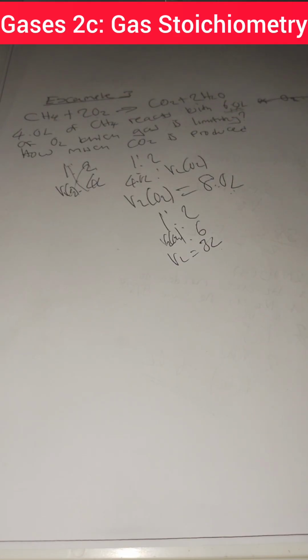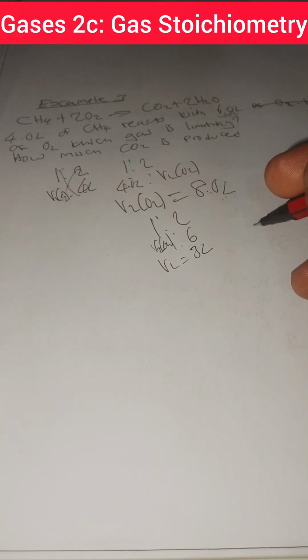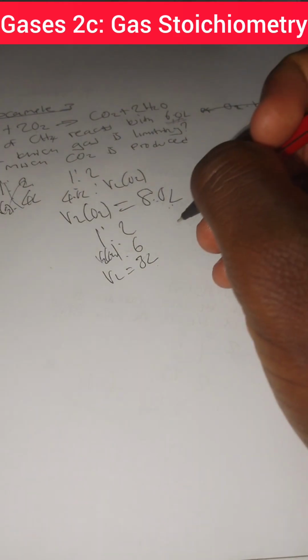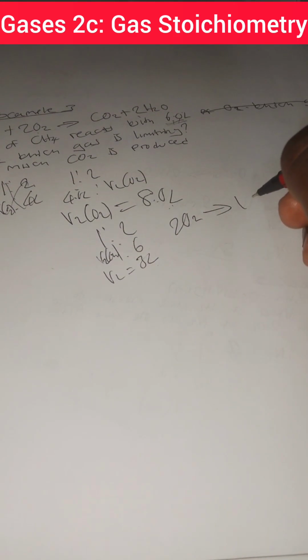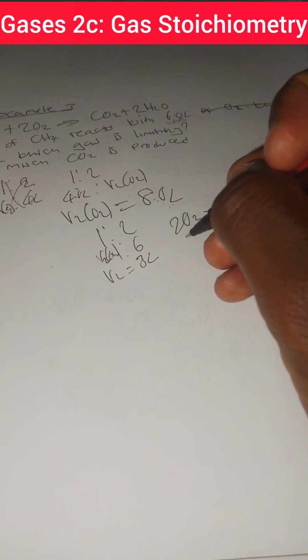Now, since we have found the limiting reagent, we know that the limiting reagent is the one that is going to determine the amount of product that is going to be produced. So now we can calculate. The question is saying how much carbon dioxide is produced. So we are going to say 2 moles of O2 is equal to 1 mole of CO2. And the volume of oxygen is 6, so 6 liters is equal to X. Now we just cross multiply.